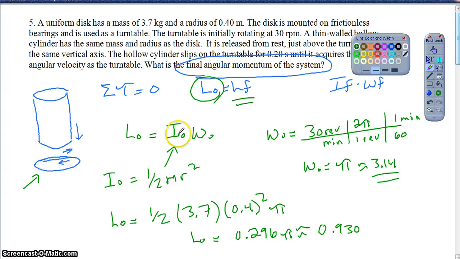Well, what are my units for moment of inertia? It's kilograms times meters squared. And what are my units for the angular velocity? It's just radians per second. Keep in mind, though, radians aren't really a unit. They're just kind of representing a measurement.